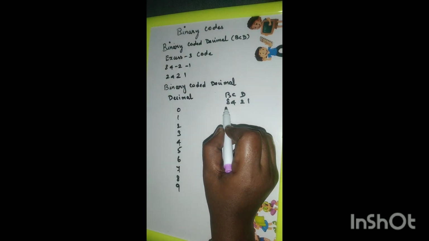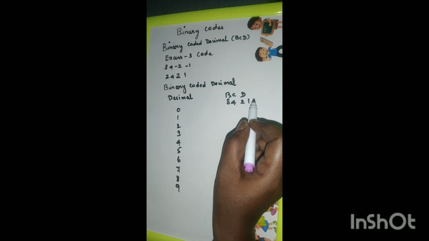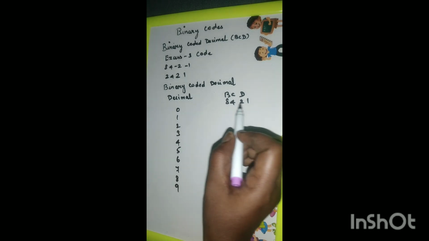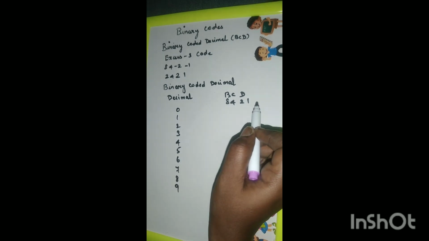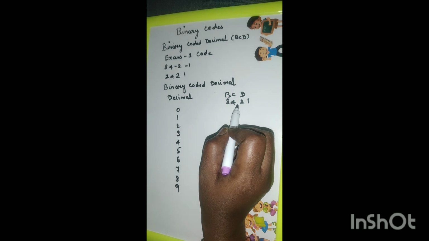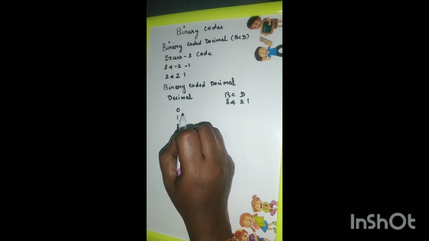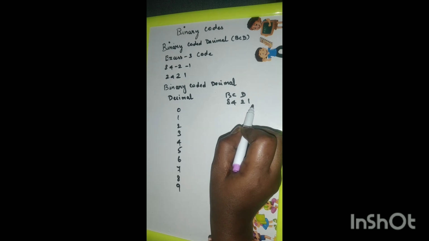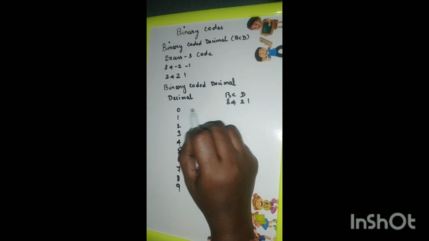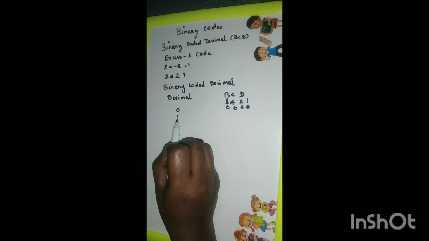For 0 we have 8421. To get the BCD code for a decimal number, we have to choose numbers among those 8421, these 4 numbers, so that the sum of the chosen digits is equal to the decimal number we have taken. For example 0. For 0, if we put any ones here for 8421, we can't get 0. So we will put 4 zeros. The next one is 1.